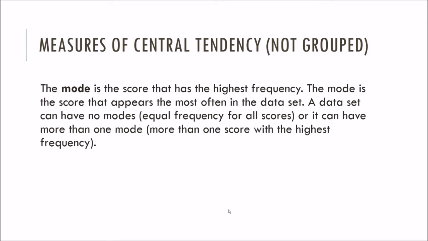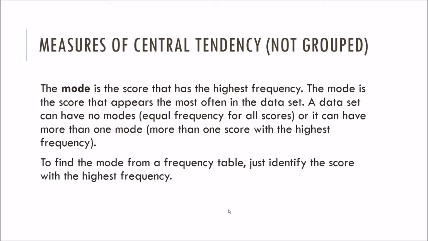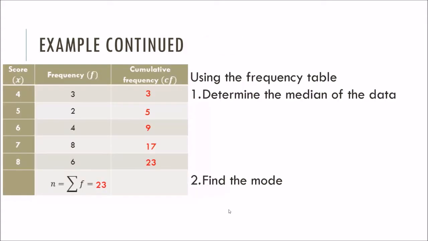So the mode is the score that has the highest frequency. This is the score that appears the most often in the data set. Data sets can have no modes. It can have multiple modes. It's just however many scores have the highest frequency in that data set. So to find the mode from a frequency table, we need to identify the score with the highest frequency.